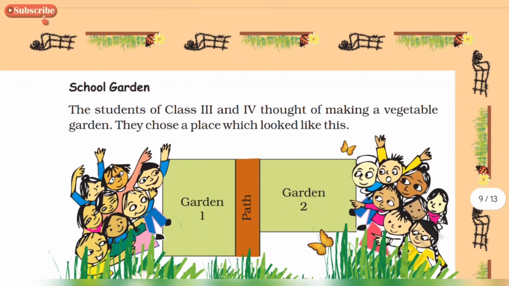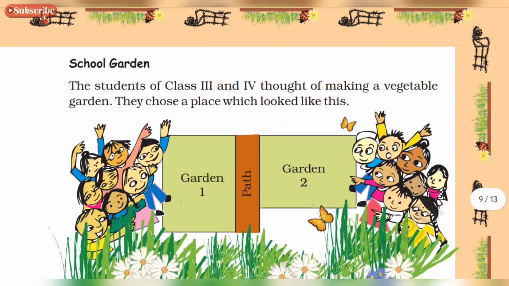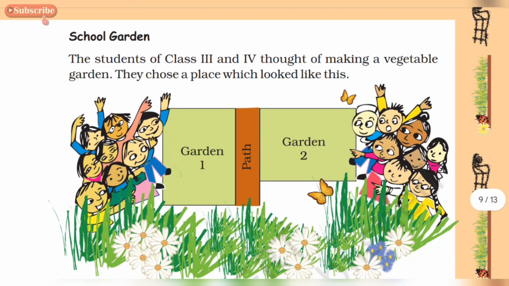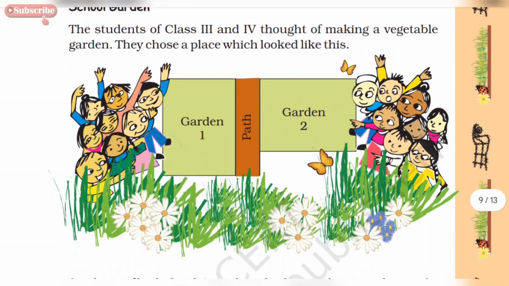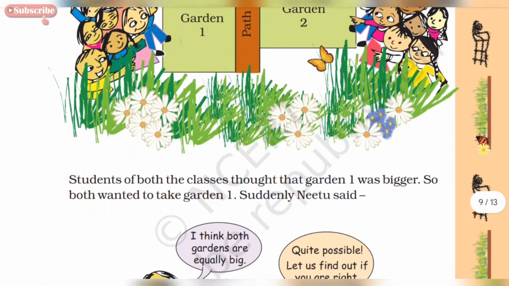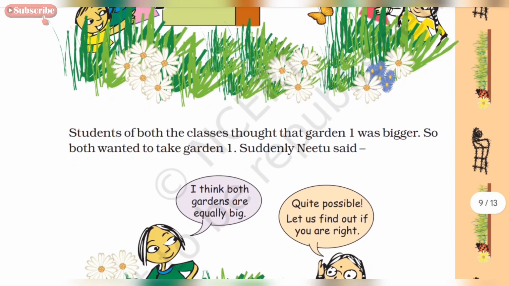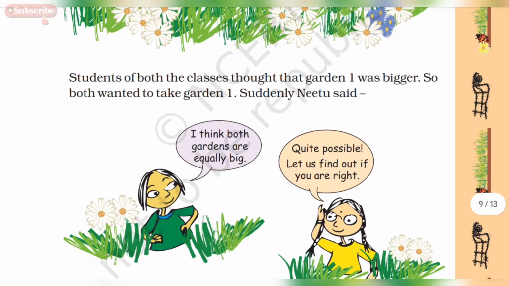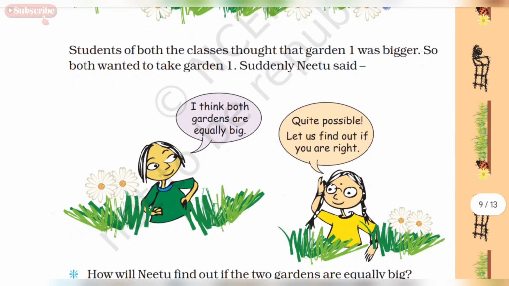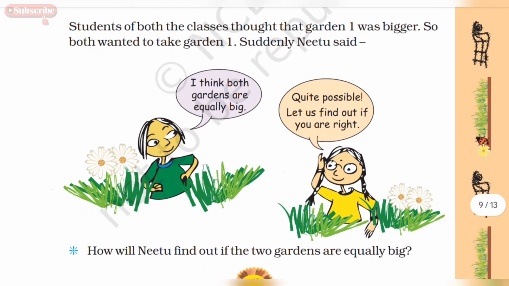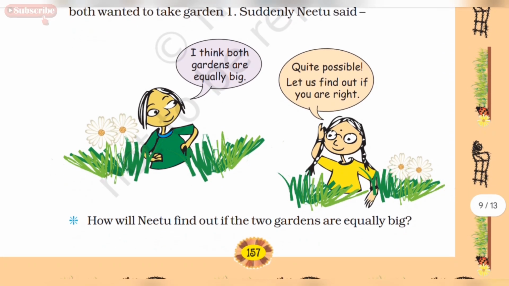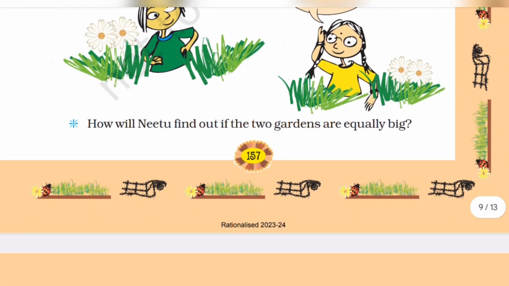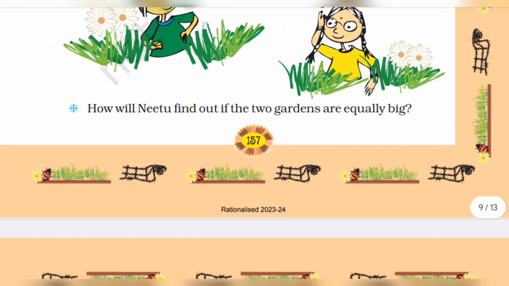School garden. The students of third class and fourth class thought of making a vegetable garden. They chose a place which looked like this. Garden 1, garden 2. Students of both classes thought that garden 1 was bigger, so both wanted to take garden 1. Suddenly Neetu said, I think both gardens are equally big. Quite possible. Let us find out if you are right. How will we find out if the two gardens are equally big?